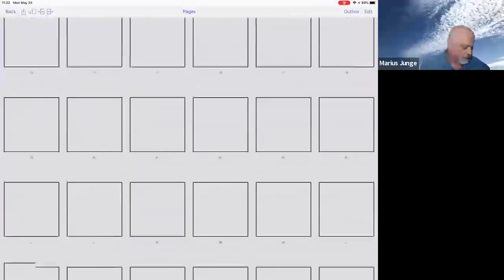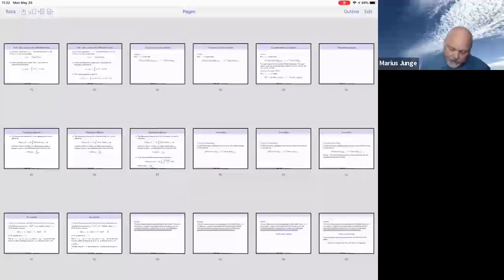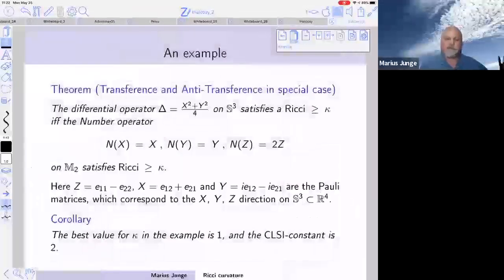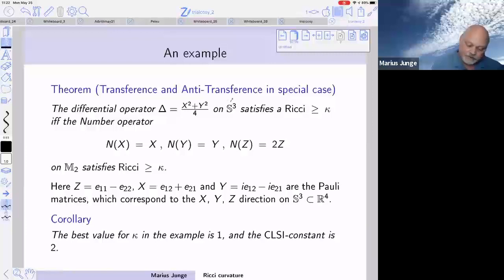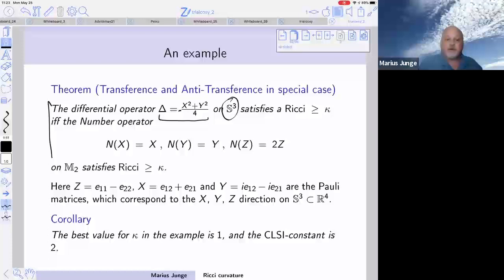Now, since I'm running low on time, let me go to my favorite example, which is here. At the end of the day, you also have to understand one example well. What we do is we take the 3-sphere, and in the 3-sphere you have 3 directions at the North Pole, but we differentiate only in 2 out of 3. Then we look at this differential operator, which differentiates, here's a minus, in fact. And we prove that the Ricci curvature in our generalized sense of that operator is bigger than kappa if and only if the number operator on the 2x2 matrix algebras has Ricci curvature bigger than kappa.